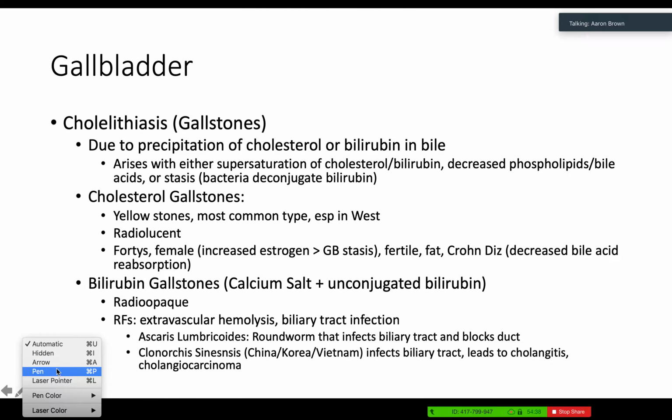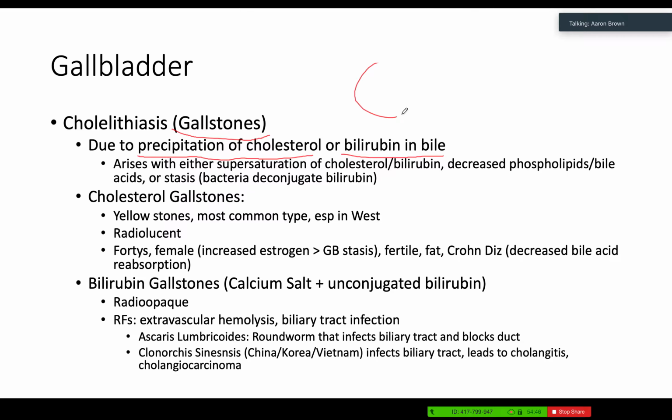Cholelithiasis is a fancy word to say gallstones. This is going to be precipitation of cholesterol or bilirubin in the bile inside of that gallbladder. Having precipitation of cholesterol or gallstones in here is going to be causing our problem. So there's a couple different ways we can get this. If we have a supersaturation of cholesterol or bilirubin, if we increase the amount of cholesterol or bilirubin in our blood, that is in turn going to increase the amount of cholesterol and bilirubin in our gallbladder. The gallbladder is emptying all this stuff, and so it's going to end up accumulating there. That can lead to stones.